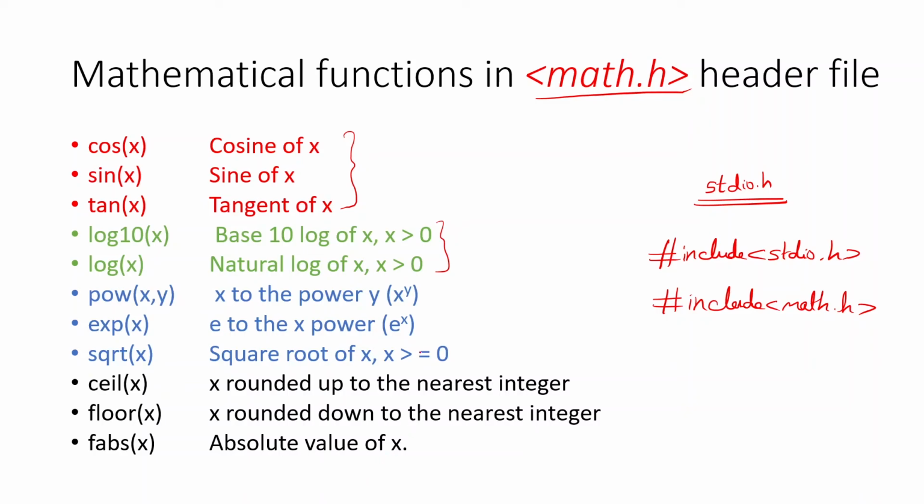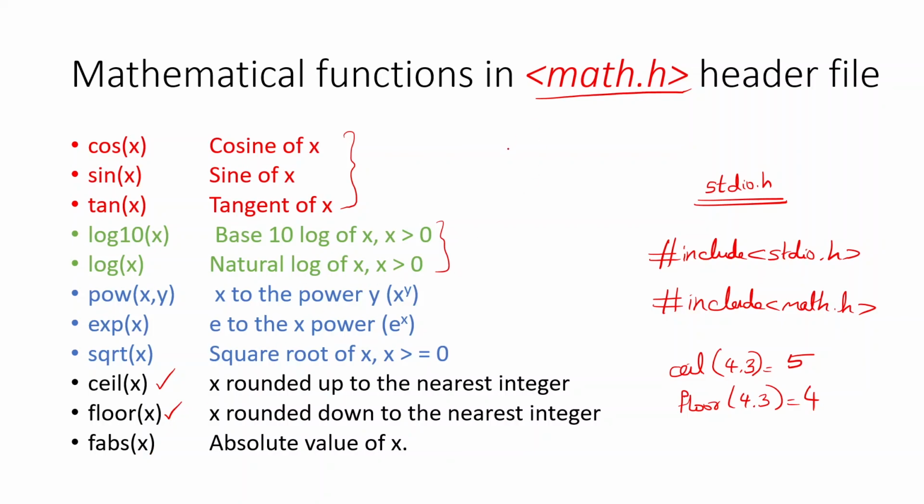Then to round up to the nearest integer, it is ceil, and for rounding down it is floor of x. For example, after adding this header file, ceil 4.3 will be 5. It is rounded up to the nearest integer. Same thing, floor 4.3 will be rounded down, so it will be 4. This is the difference between ceil and floor. Then to get the absolute value of x, that is excluding the sign, fabs is the function.